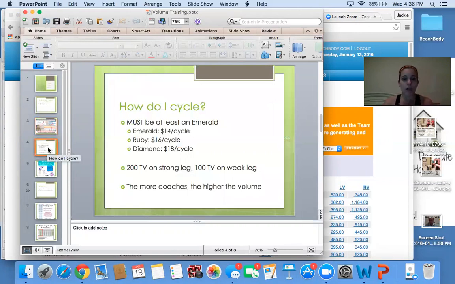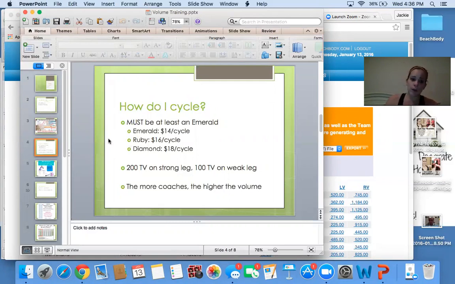Okay, so let's talk about how we cycle and what exactly a cycle is. The very first thing is that you must be at least an Emerald. If you are just a coach, you will not cycle. And there's a reason for that. I'll show you what that is in a minute.